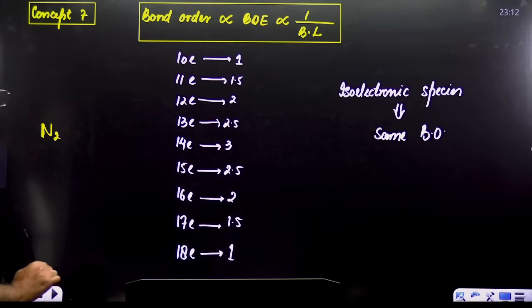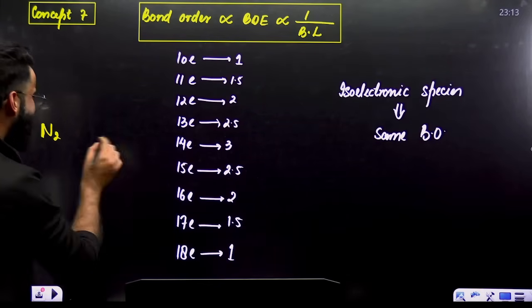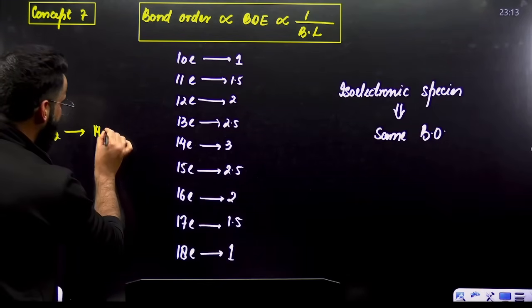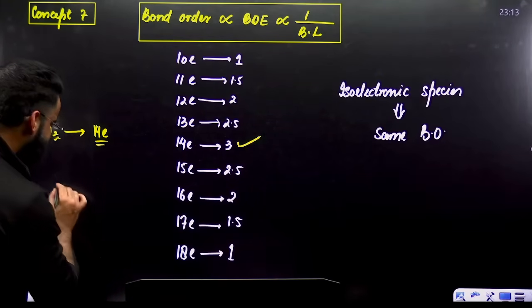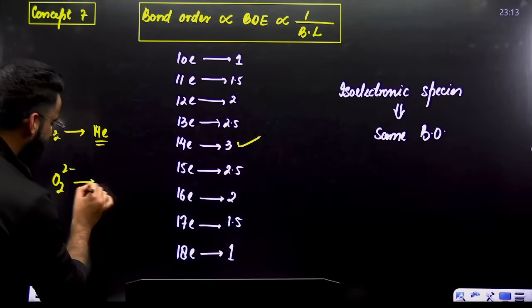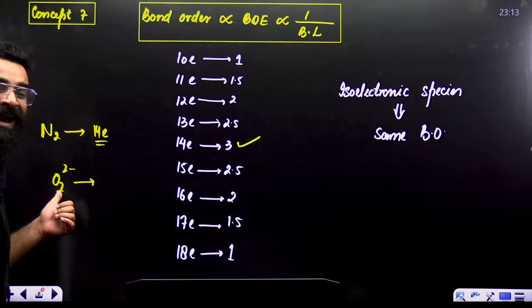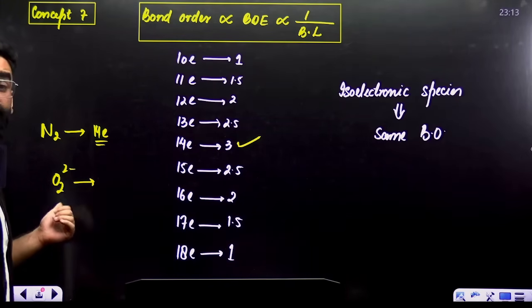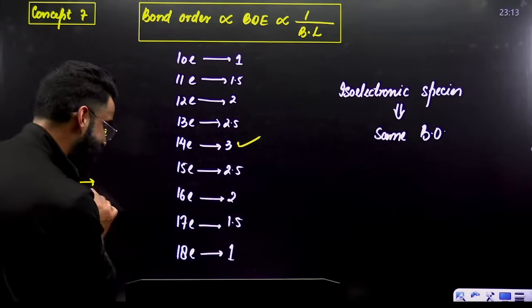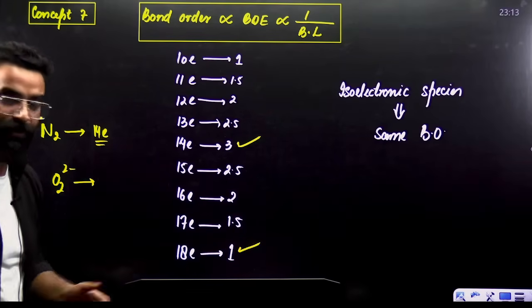Now, in case of N2, how many electrons will be there in total? One nitrogen atom has got 7 electrons, so in total 14 electrons. If it is a 14 electron species, its bond order will be 3. For example, they are asking me about O2 dinegative. In one oxygen atom, there are 8 electrons. So 8 2s are 16, right? And there is 2 negative as well. So 16 plus 2 makes it 18. So it's an 18 electron species. 18 electron species have a bond order of 1.